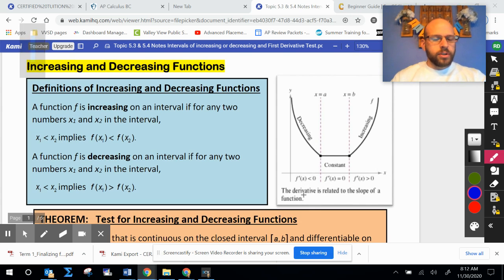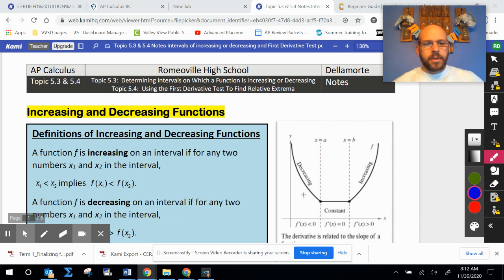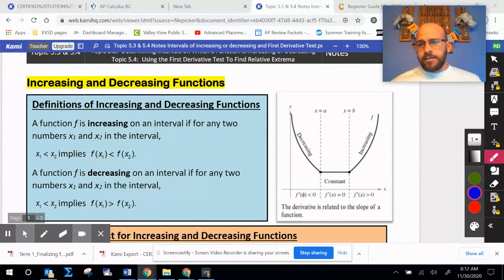Hello. So today we're going to talk about topics 5.3 and 5.4. We're going to identify when functions are increasing, decreasing, and then we're going to use that information to find maximums and minimums. So we kind of already know what an increasing function looks like or a decreasing function looks like. Constant would be when it's flat. However, we want to pair that idea with this concept of the derivative.